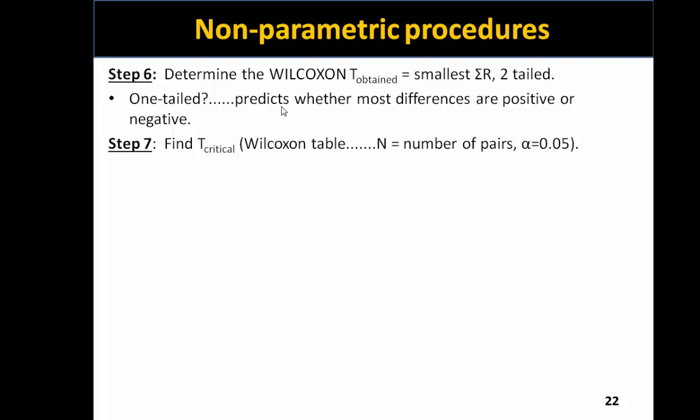The seventh step, as we've seen throughout the course, is to find the critical t-value on what's called the Wilcoxon table. And n would refer to the number of pairs. And once again, we always go with an alpha level of 0.05. The obtained is then compared to the critical, and in a similar manner as we observed with the Mann-Whitney U-test, the t obtained is statistically significant if it's less than the critical t value.